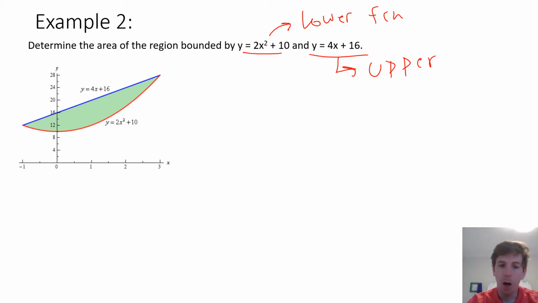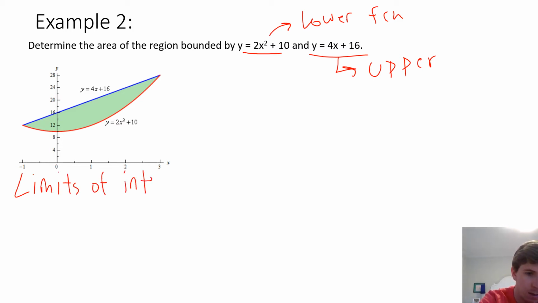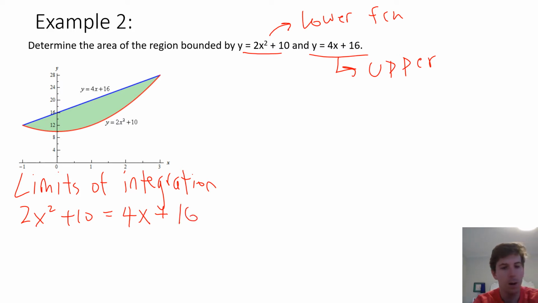It's probably pretty clear from the graph what the 2 points of intersection are, but let's show how we can figure that out. We're interested in the x values where these two functions intersect. To find the limits of integration, all I'm going to do is set the two functions equal to each other. So 2x squared plus 10 equals 4x plus 16. And then I'm just going to solve this.